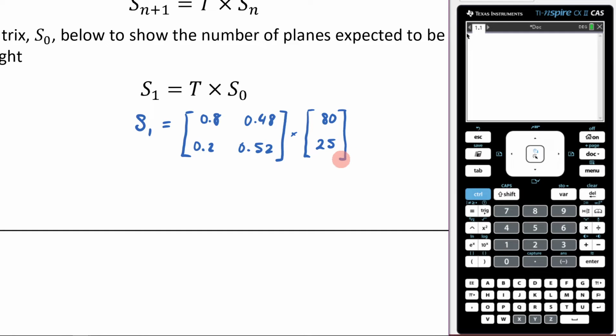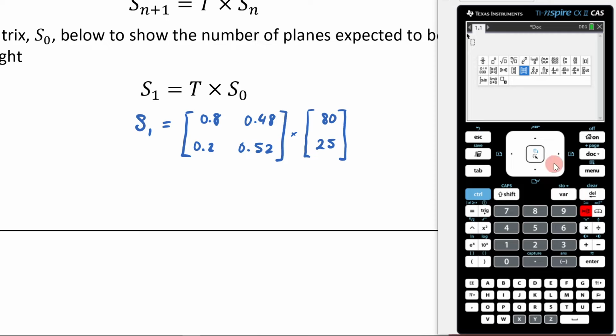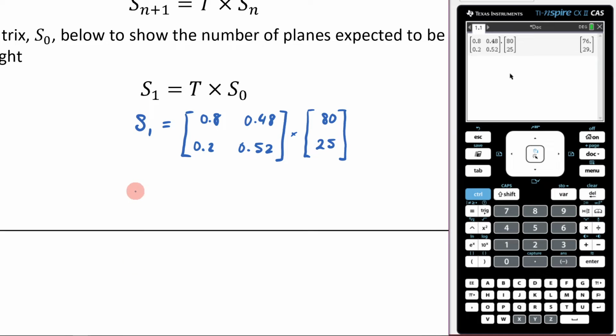If I now come to my trusty CAS calculator and we put that information in, we've got a 2 by 2, and it is 0.8, 0.2, 0.52, and 0.48. And then we're going to multiply that by a 2 by 1, and that's 80, and that's 25. What we're going to end up with is S1 is going to be 76.29. And this is going to be Melbourne, and this is going to be Sydney.